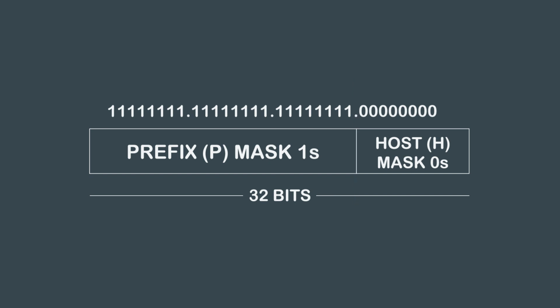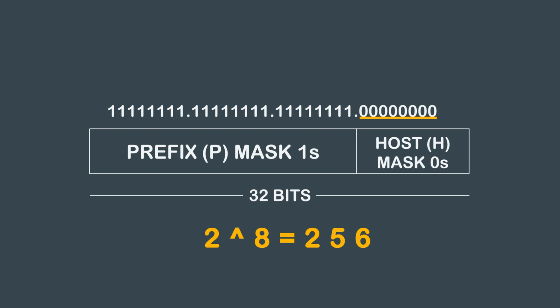Now we will learn how to determine the number of available hosts on a given network. The number of hosts on a network is determined by the formula 2 to the h minus 2. In this example, we have 8 zeros. If we take 2 to the power of 8, we get 256.